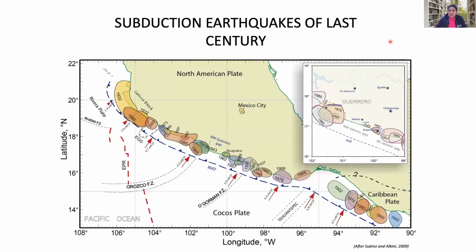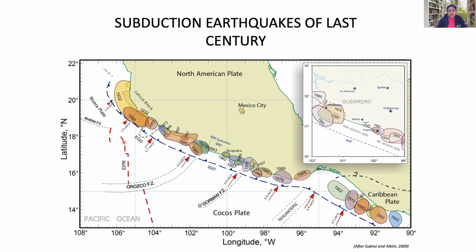For those that are not familiar with the Mexico subduction zone, I'm just going to briefly summarize what's going on here. In Mexico, we have, in fact, 4 plates: the Rivera Plate and the Cocos Plate that are subducting under the North American Plate. And further to the south, we have also the interaction of the Caribbean Plate. What you see here in these patches in color is the aftershock areas of some of the largest events of the last century and this century.